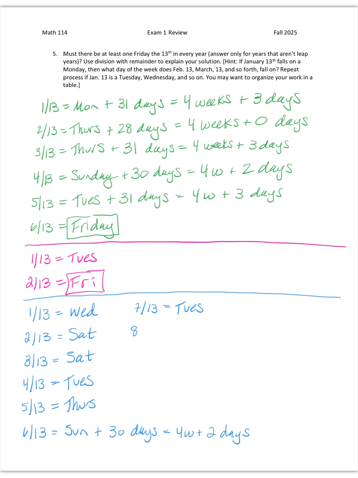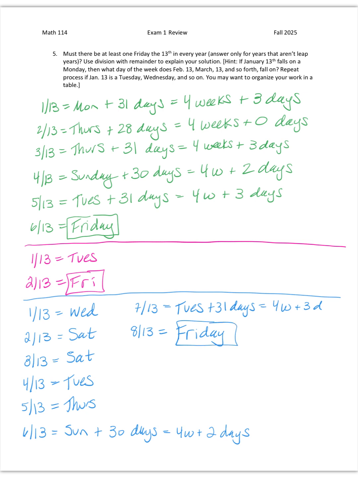Okay, and then to get to August 13th, I have to figure out how many days have gone by. So July is a month with 31 days, so plus 31 days. And that comes out to 4 weeks and 3 days. So advance my day of the week by 3 days, Wednesday, Thursday, Friday. I found a Friday the 13th.